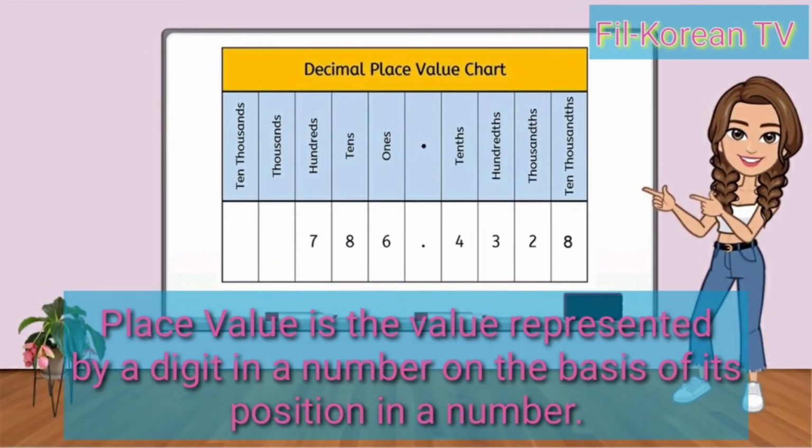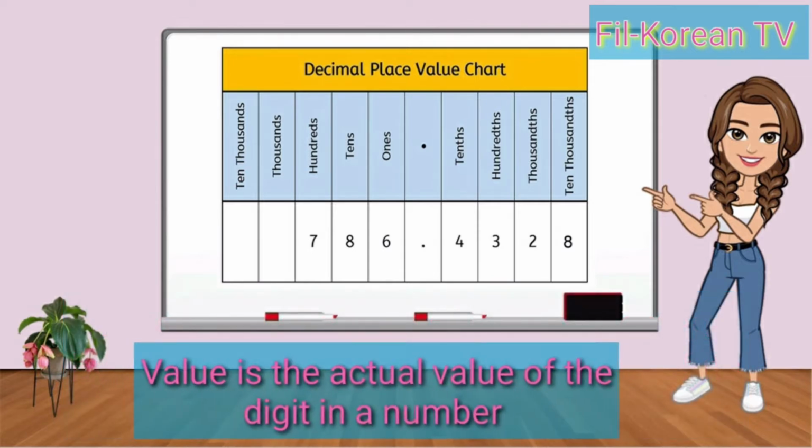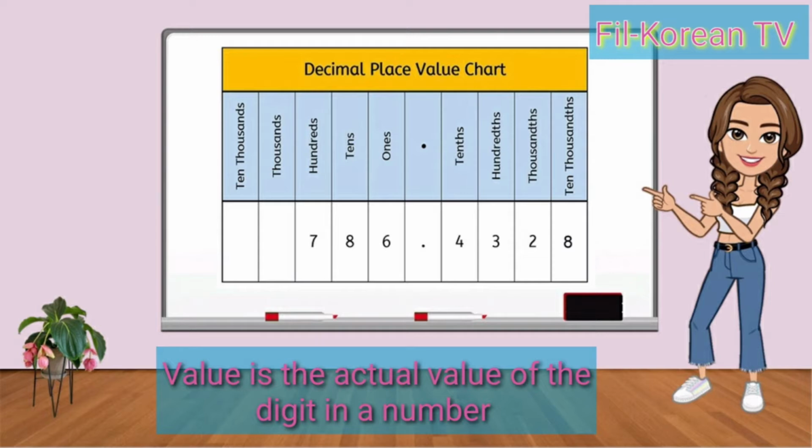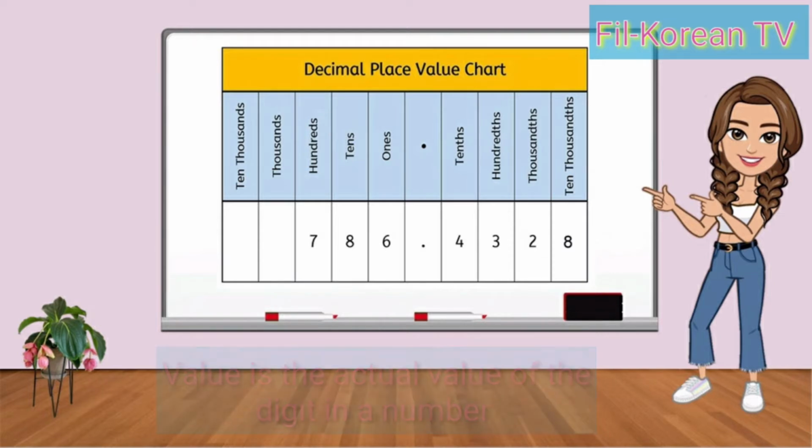When we say place value, it is the value represented by a digit in a number on the basis of its position in a number. While value is the actual value of the digit in a number.